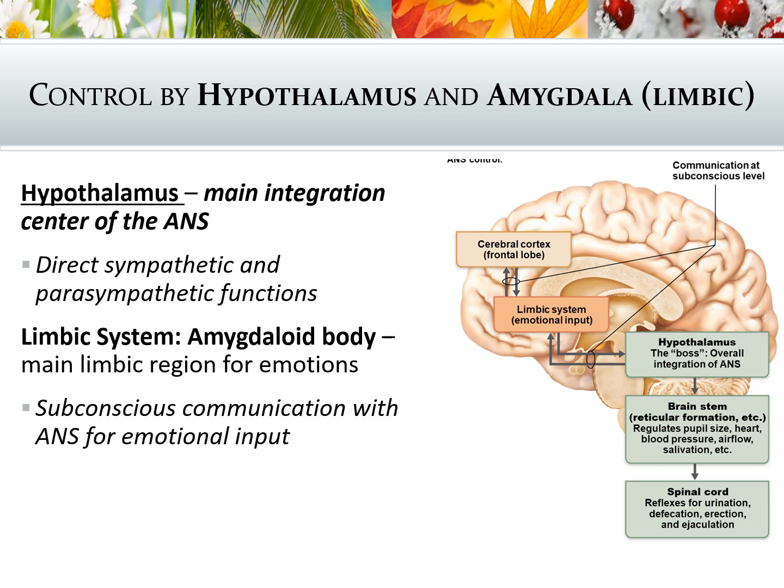But it does communicate with the limbic system, specifically the amygdaloid body, and you don't really need to know the specifics of the limbic system, but just know that it's really the main region for emotion. So you do have some subconscious communication with the limbic system for some emotional input of the autonomic nervous system, okay? And we'll talk about why that's important in a minute.